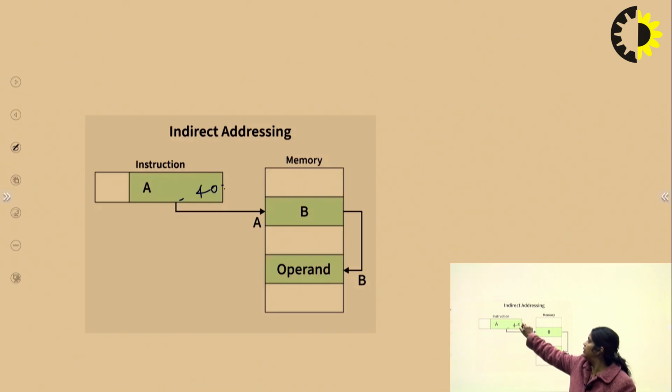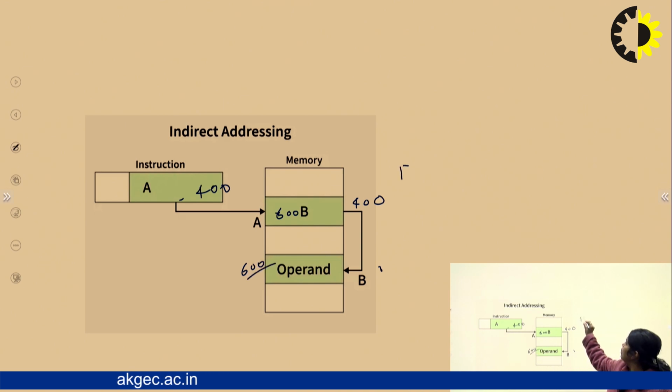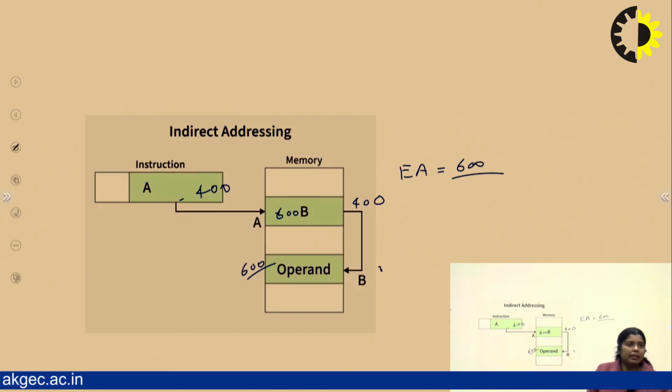Suppose that the instruction address part of the instruction is 400. I can get this particular 400. And suppose in this 400, there is a 600 value there. This 600 is the operand address. Now, the effective address becomes 600. It means, indirectly, I can get the information.